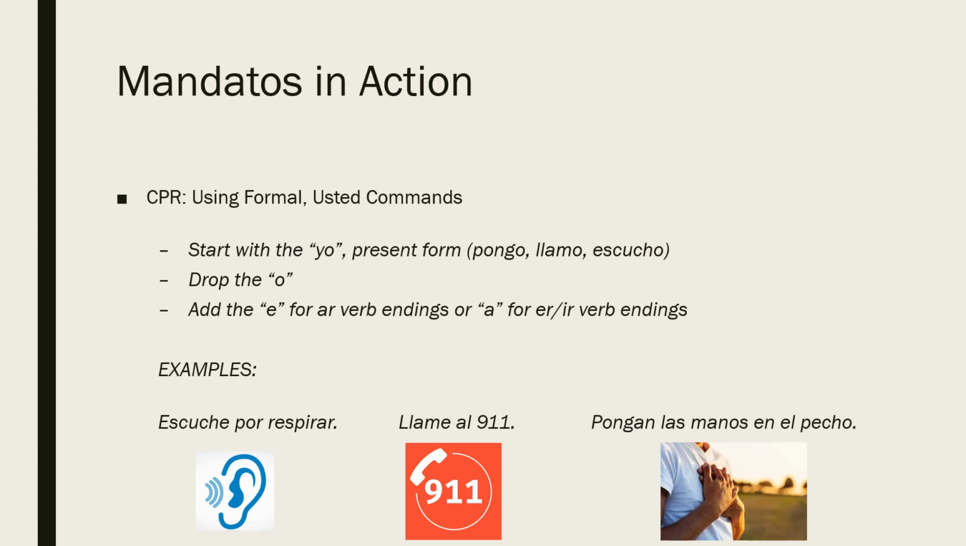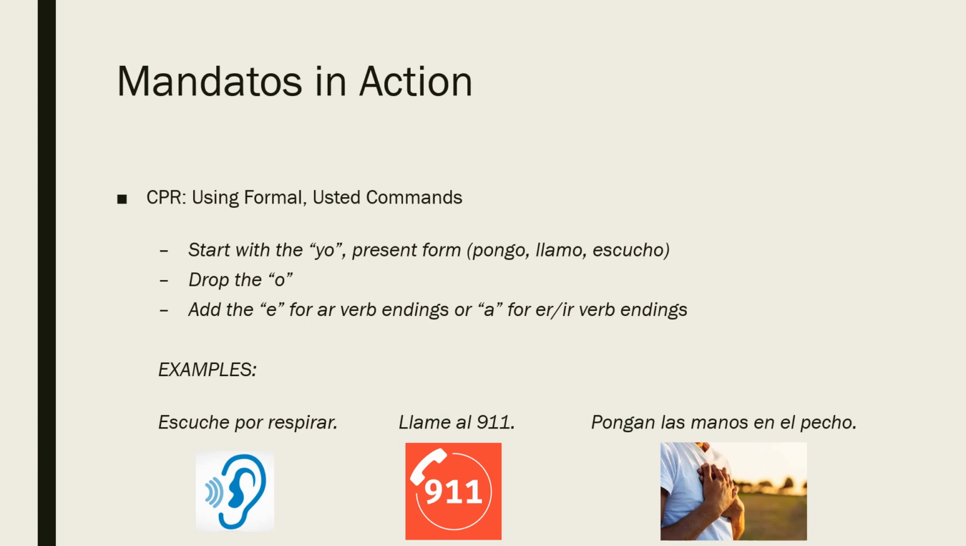In mandatos, in the usted form, we drop the yo and then we add the e for AR verb endings, or we add an a for ER and IR verb endings. Examples of this include escuche por respirar, llame al 911, pongan las manos en el pecho.